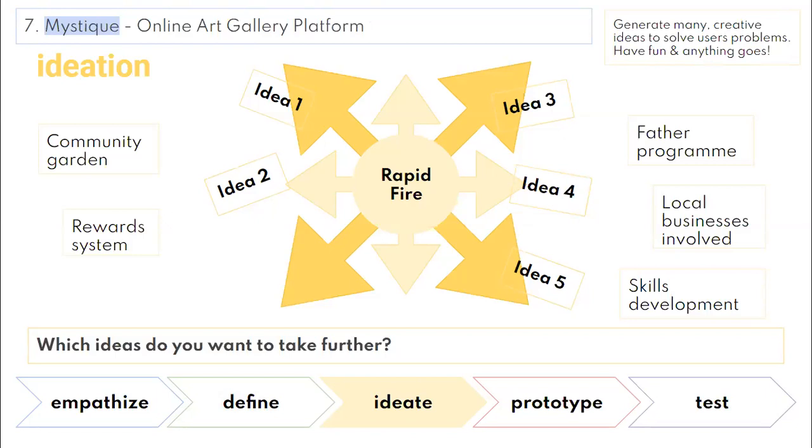So this ideate phase here, if you have a look at the top right-hand corner, we're generating many creative ideas to solve the user's problems. Here, you're needing to have fun and anything goes. Now, I'll read you some of the ideas that they've given. Quite conservative-ish, very standard, but maybe for that particular context, it's not. But the fact that these are ideas tells you that this hasn't happened yet, that it doesn't exist, that in their line of work, they haven't come across developing the program to this extent.